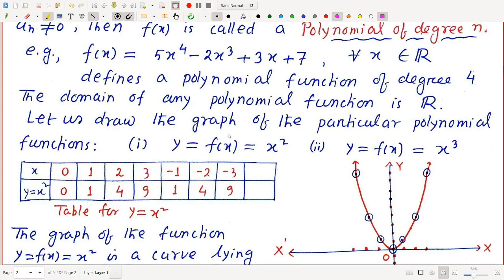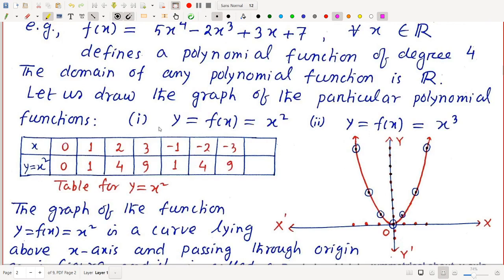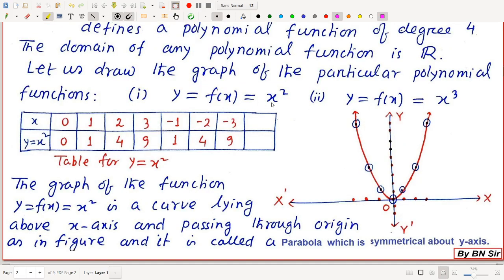Now let us draw the graph of the particular polynomial function y equal to f(x) equal to x square, and another y equal to f(x) equal to x cube. Most simple polynomial function, second degree polynomial function. Here it is third degree polynomial function, simplest one. Now for the first one, y equal to f(x) equal to x square, we construct this table: values of x 0, 1, 2, 3, minus 1, minus 2, minus 3, some positive values, some negative values, and 0 generally we keep. Then y equal to x square, so 0 square is 0, 1 square is 1, 2 square is 4, 3 square is 9, like that. Minus 1 square is 1, minus 2 square is 4, minus 3 square is 9.